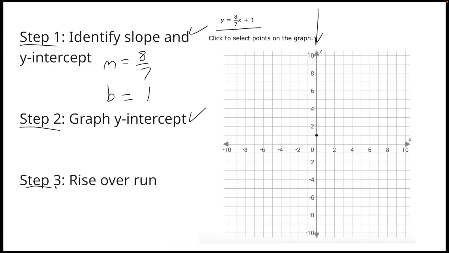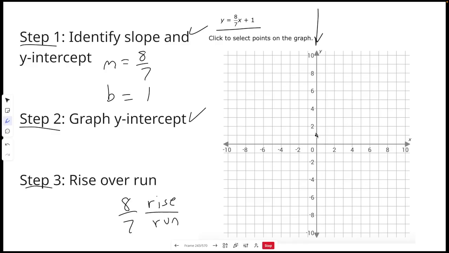So we have talked about how slope is just the rise over the run. And so your fraction is 8/7. 8 rise over 7 run. So we're going to, and this is really important, start from the point that you put the y-intercept. You don't count from the center, you count from where you put the y-intercept. I'm going to rise 8 and run 7.